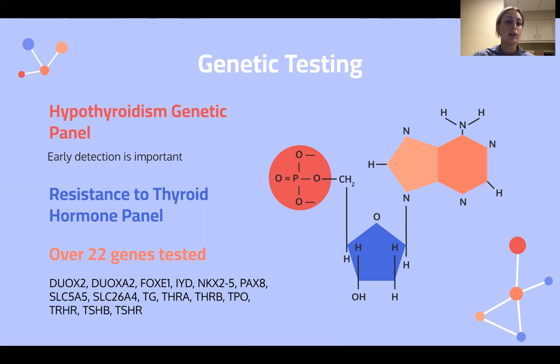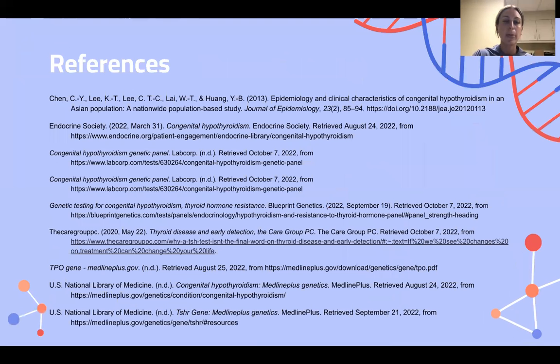So the genes tested are listed there. Again, early detection is important, but some implications to be aware of: there can be false positives or false negatives. So it is important to get tested a few times just to make sure that the results we're getting are correct. And then there's just some references.